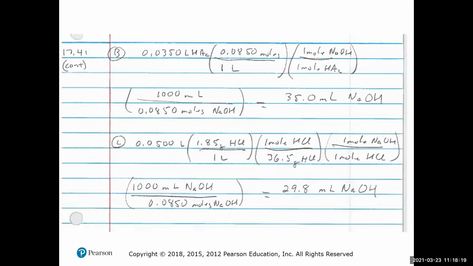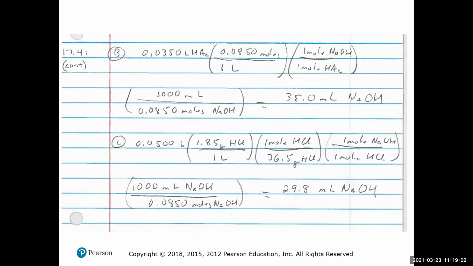Okay, so in B, I'm going to skip B. B is very similar to A. I'm going to go to C. And in C, we have 50 mils of a solution that contains 1.85 grams of HCl per liter. Okay, so what's a little different about this problem is we're not giving them moles or molarity, we're giving grams. If you see that and you know you got to get into moles, you should be thinking, I have to calculate a molecular weight because I'm going to need that to switch from grams to moles.